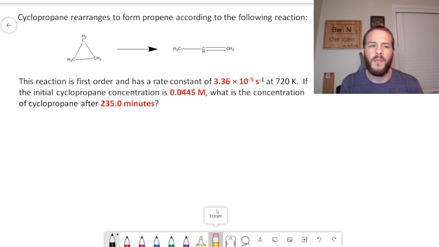All right, so this problem says that cyclopropane rearranges to form propene according to the following reaction. We have the chemical equation given right here, and it says that the reaction is first order with a rate constant of 3.36 times 10 to the minus 5 inverse seconds at 720 kelvins. And if the initial cyclopropane concentration is 0.0445 molar, then what is the concentration of cyclopropane after 235.0 minutes?